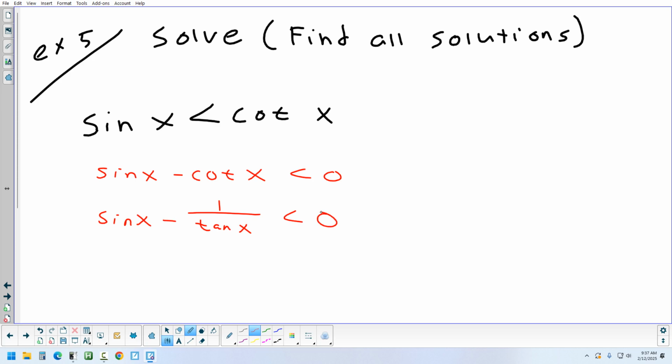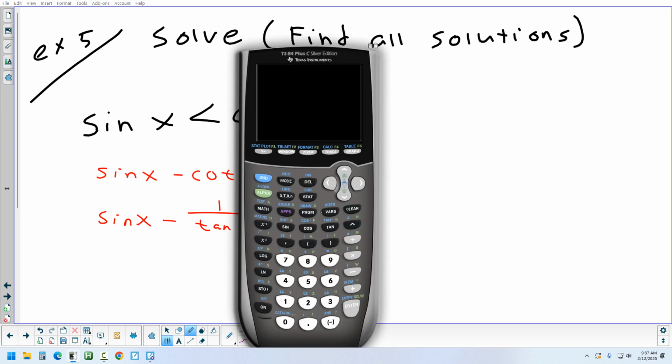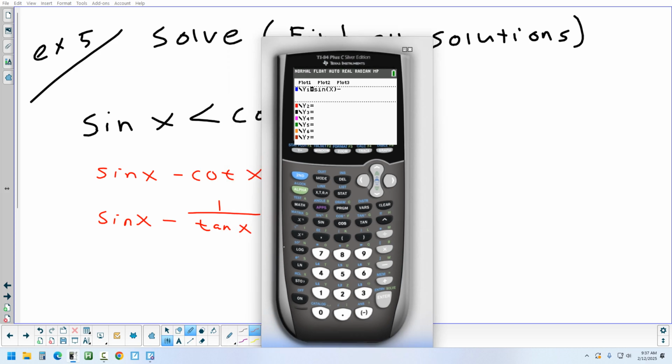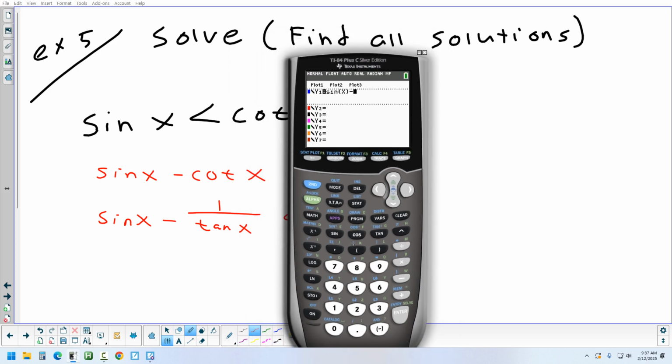Now we're ready to type that. So we've got, clear that, we've got sine x minus 1 divided by tangent. Okay, I'm going to type it in like that, so I put the entire denominator in parentheses. All right, now before I hit graph, I need to set my window. What's the period of sine? Yep. 2 pi. What's the period of tangent?